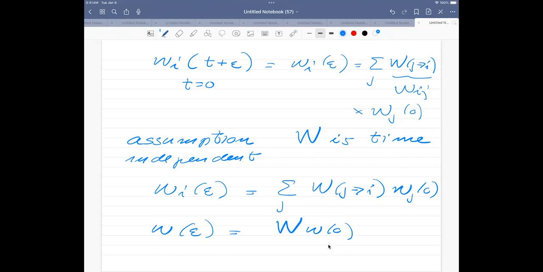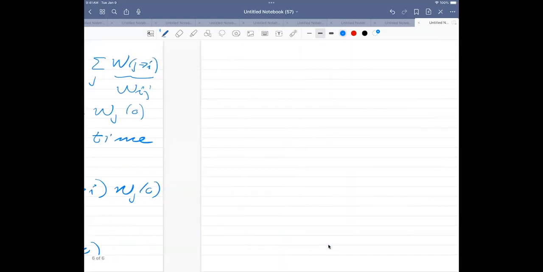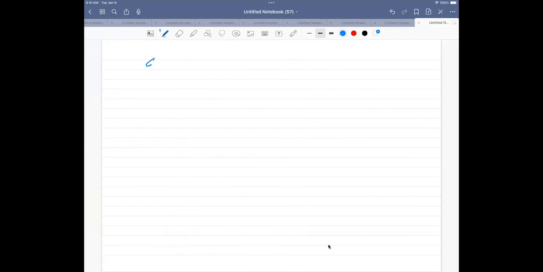Now we can repeat this process because we assume that these instantaneous operations are time independent. So we could have 2 epsilon, and that is simply given by W squared acting on that state. Does that sound reasonable? We can now do this many times, and after n times, n epsilon, we would then have simply this matrix acting n times on an initial state at time 0.